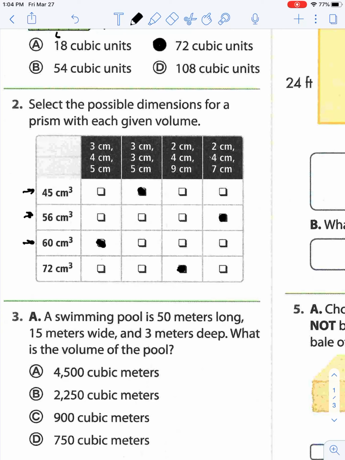This was not a hard question. You do have to take some time and do the multiplication. You may have done the multiplication and written the amounts up at the top. Here was 60, here was 45. If you just go straight over the top and then just select the correct answers, you should be good to go. This is the 72, and this was the 60. This was the 56.